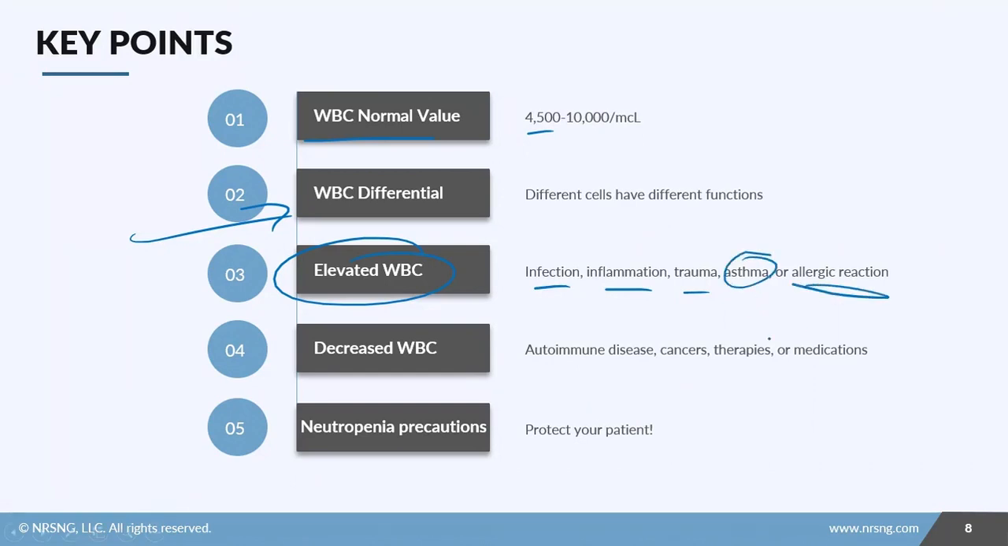And when you have decreased white blood cell counts, you need to understand that your patient has no ability to fight off the infection. So this could be due to an autoimmune disease, cancer therapy, or even some types of medications. And when you hear neutropenic precautions, protect your patient. Do what you need to protect your patient because they can't always protect themselves at this point. So you need to be their advocate.